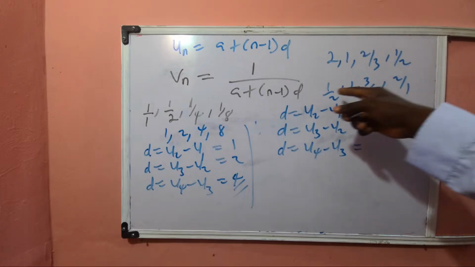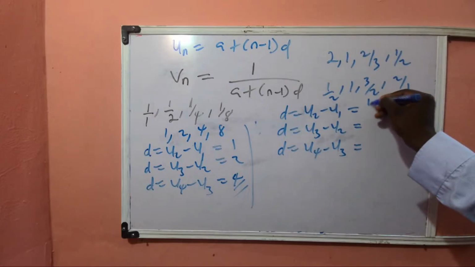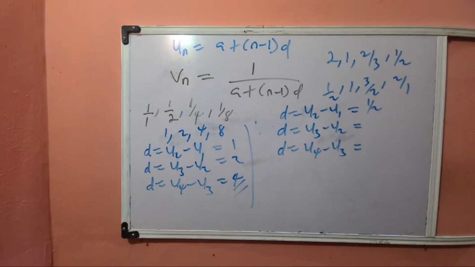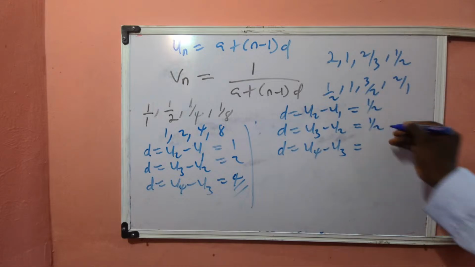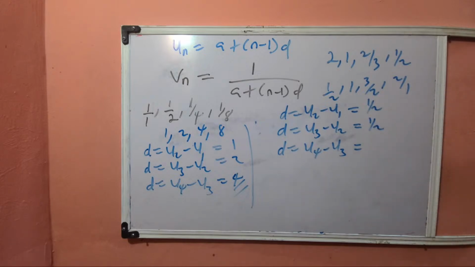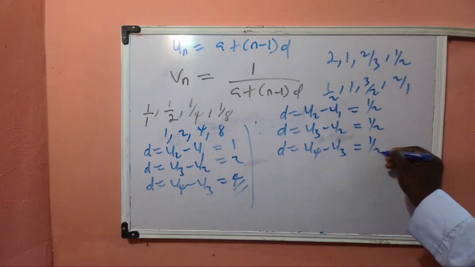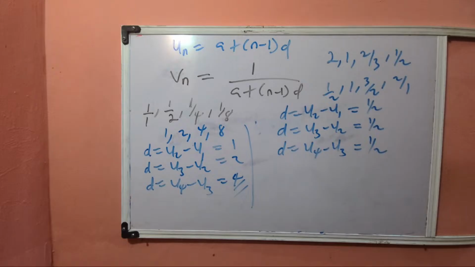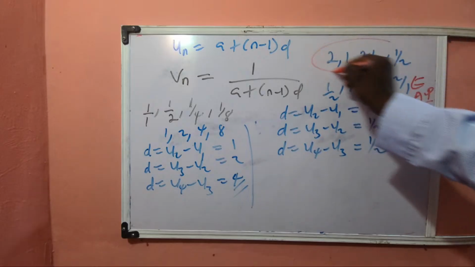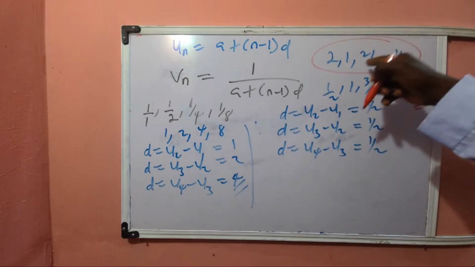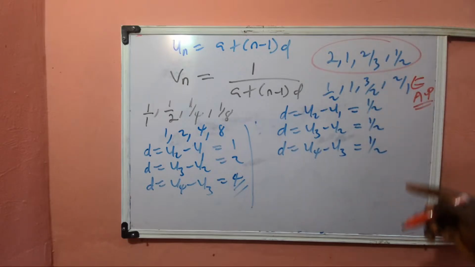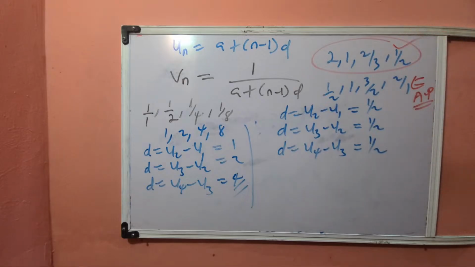So let's go. 1 minus 1 over 2 gives me what? Of course, 1 over 2. Go on to find 3 over 2 minus 1. What does it give you? You'll find it will give you 1 over 2. Then go on to find 2 minus 3 over 2. It will also give you 1 over 2. Now you can see that there's an established common difference in this AP. So this is an AP already. And since the reciprocal of this particular sequence gives me an AP, I can conclude perfectly that this is a harmonic sequence.